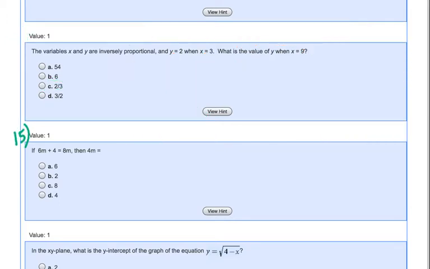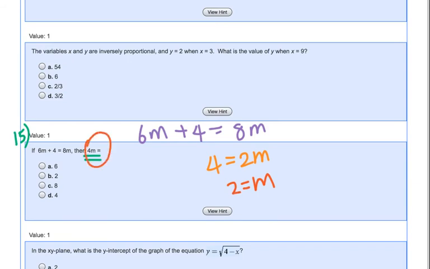Then for the last question, if 6m plus 4 equals 8m, then 4m equals, we're looking for 4m. You can figure out m first, then multiply by 4 to get 4m. So from 6m plus 4 equals 8m, I subtract 6m from both sides. You will get 2m equals 4. Then m equals 2. 4m will be 8.